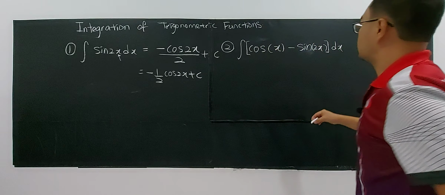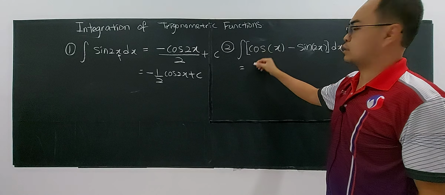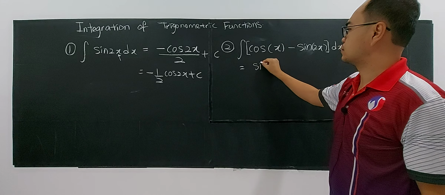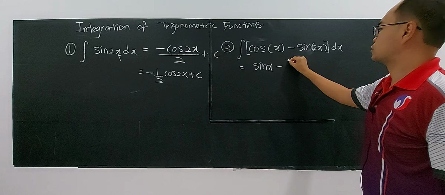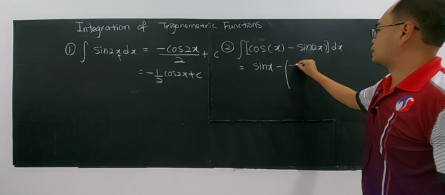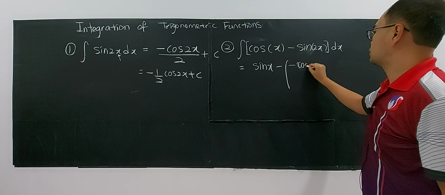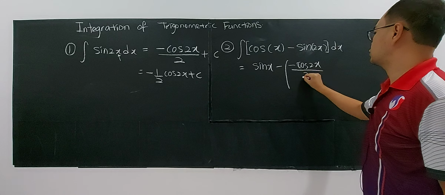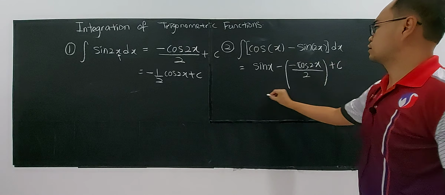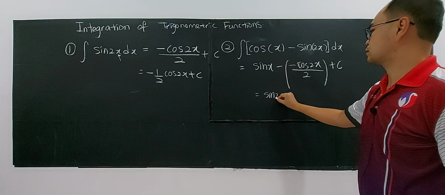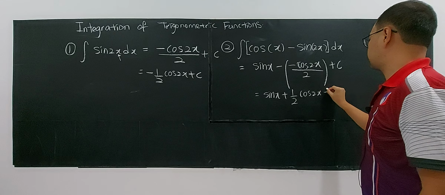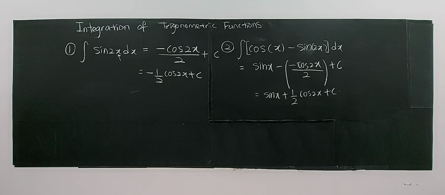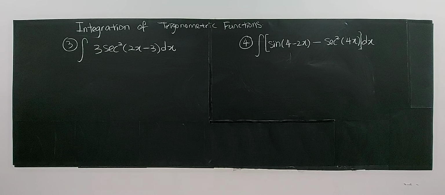It's the same thing here. Integrate cos, you know it is sine x. And integrating sine 2x is exactly the same. I integrate sine and get negative cos 2x over 2 plus c. So I have sine x plus 1 over 2 cos 2x plus c. I will go through more examples so that you can see how to apply the formula.